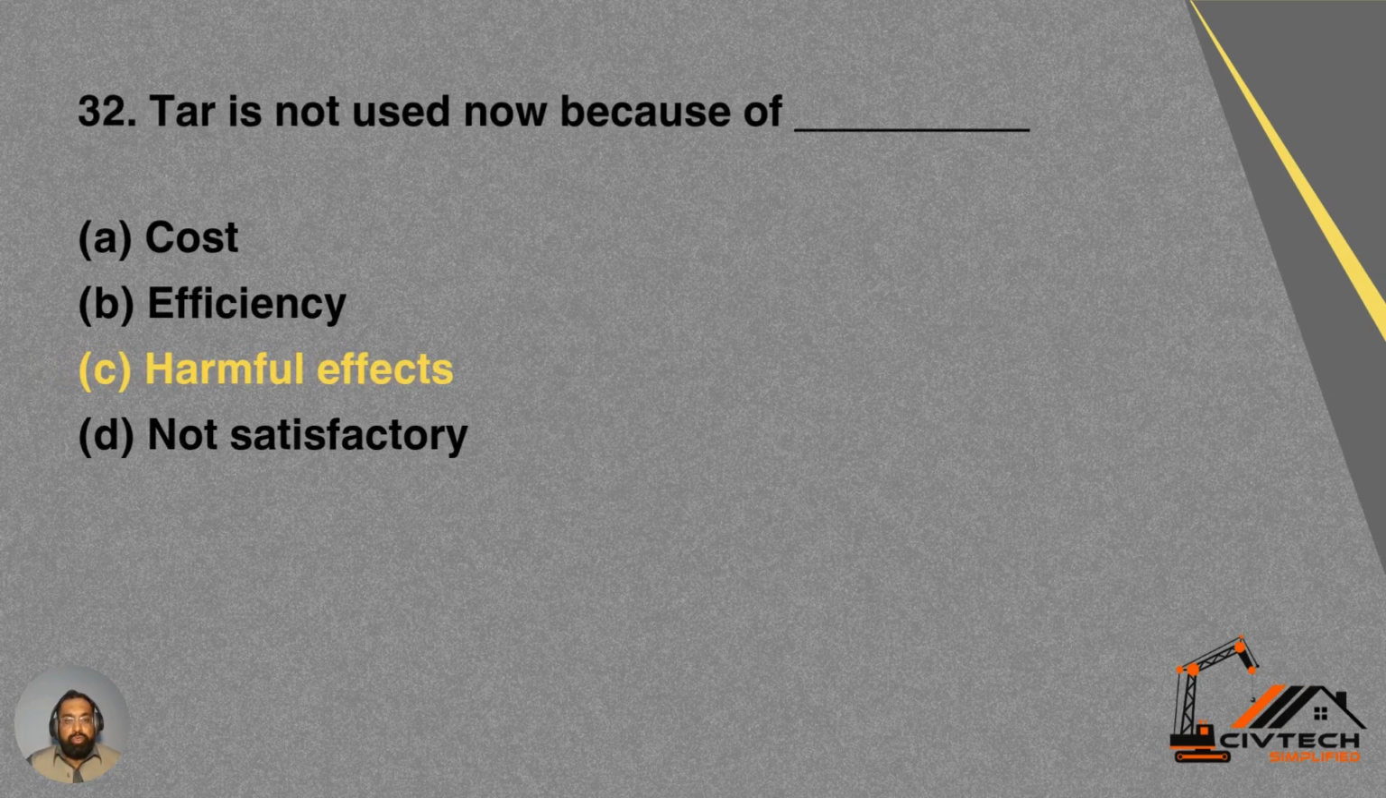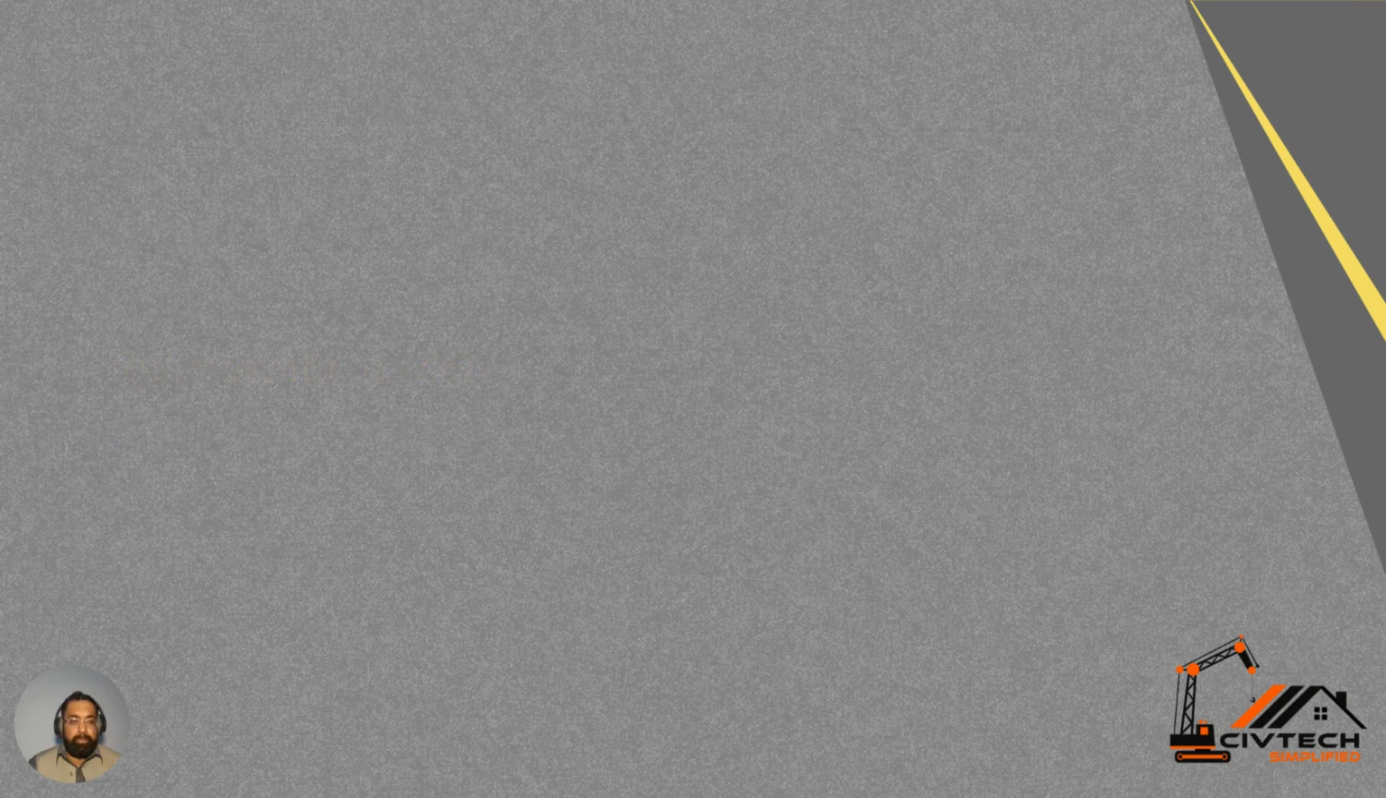Question 32. Tar is not used now because of. Why is tar not used now? Option A cost, option B efficiency, option C harmful effects, option D not satisfactory results. Tar is not used now due to its harmful effects. So C is the correct answer for this question.